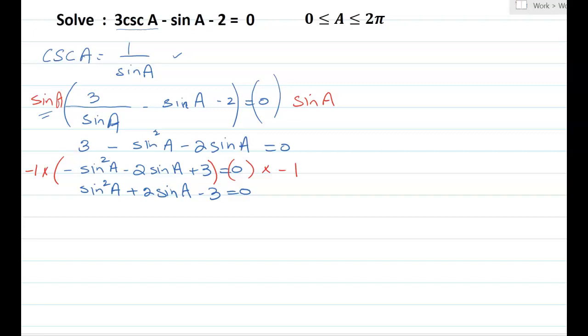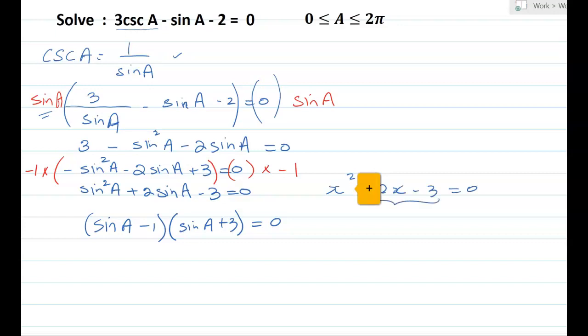So this becomes very easily sine of A minus 1 and sine of A plus 3, set that equal to 0. This is like x squared plus 2x minus 3, set that equal to 0. So factor that. That becomes x minus 1, x plus 3, and when you expand it, you will end up getting x squared plus 2x minus 3, or the trig equation on top, which is right here.